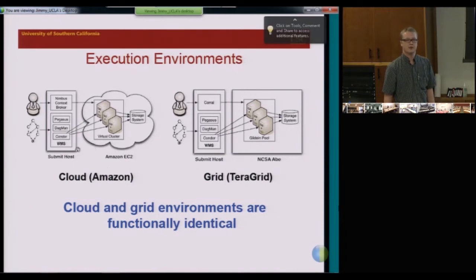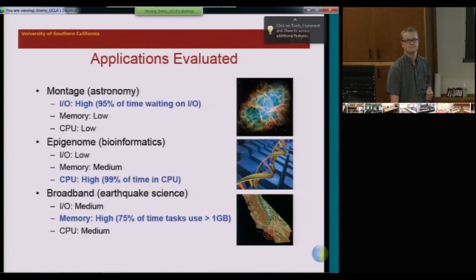In the cloud approach, the workflow management system is running on the submit site outside the cloud, and we use a Nimbus context broker to deploy this virtual cluster inside the cloud. In the grid scenario, similarly, we run the submit host outside the grid site, and then we use Corral, which is a Glidein-based pilot job provisioning tool, to provision a Condor pool inside a grid site. So basically, these two environments are functionally identical.